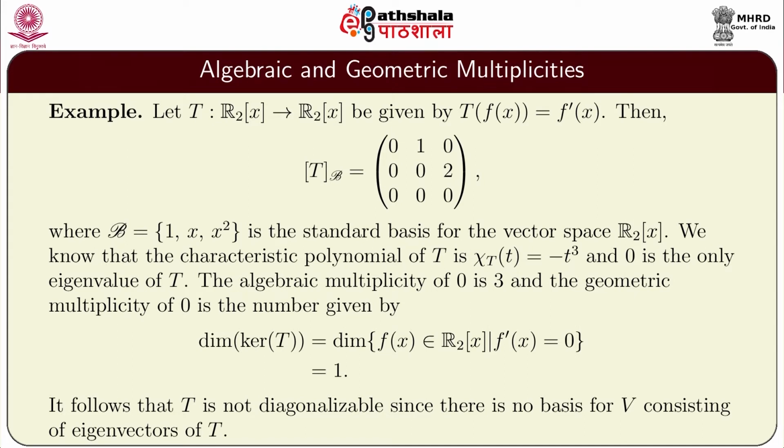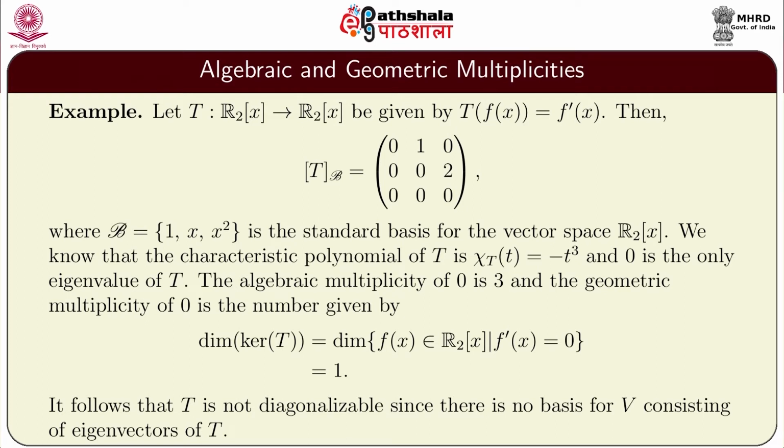If we take the standard basis B, which is 1, x, x squared for the vector space R_2[x], then the matrix representation of T with respect to this basis B is the 3 cross 3 matrix with first row 0 1 0, second row 0 0 2 and the third row 0 0 0. Therefore, the characteristic polynomial for T turns out to be chi_T(t) equal to minus t cube, and clearly 0 is the only eigenvalue of T.